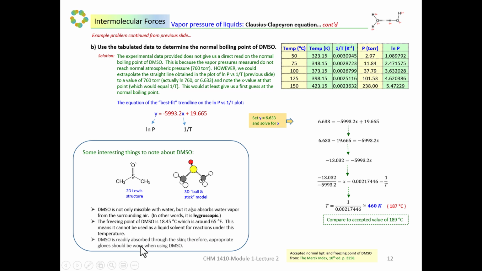The other thing about DMSO is that it's readily absorbed through the skin. Therefore, if you use this solvent in the lab, you need to wear gloves.